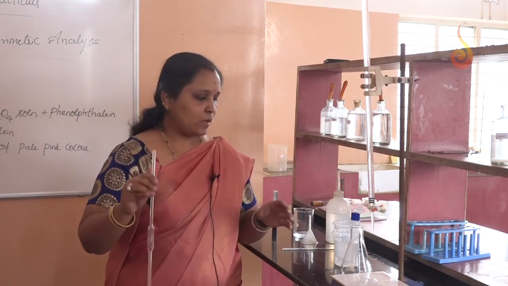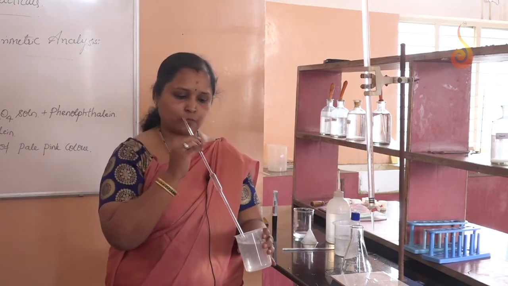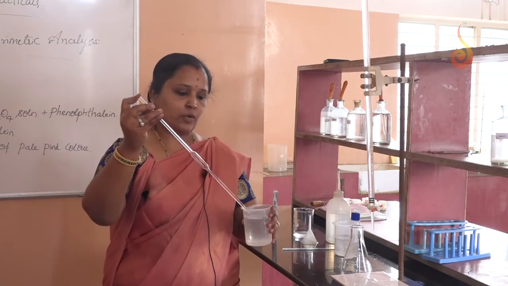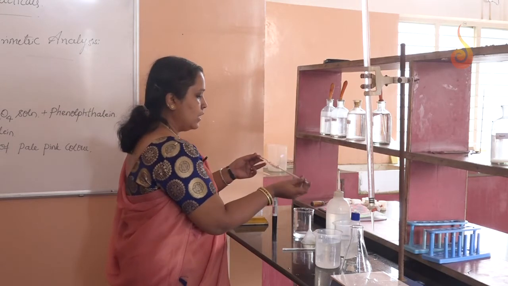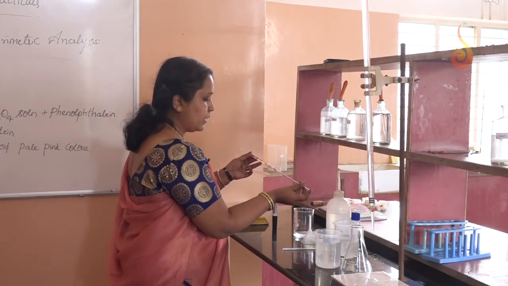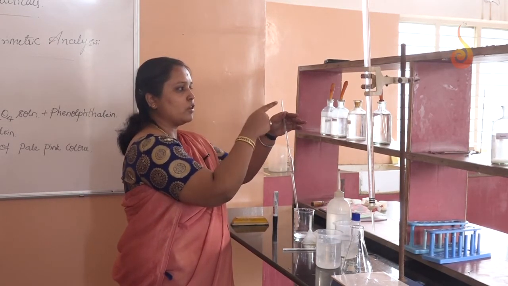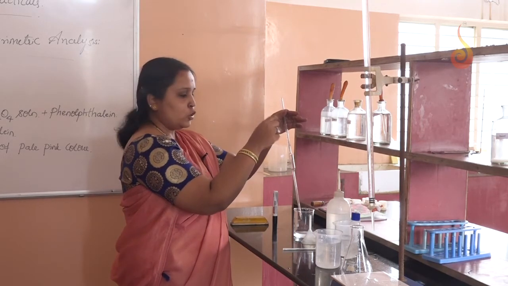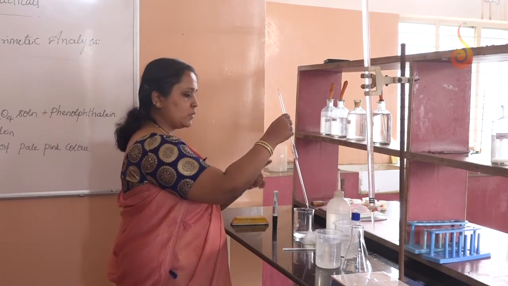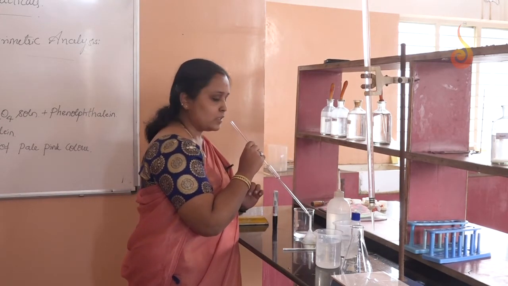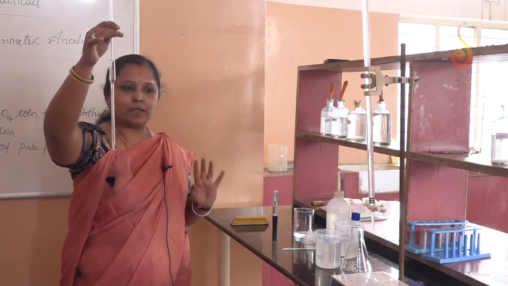For rinsing, since I will be pipetting out oxalic acid, I have to rinse the pipette with oxalic acid. So I have taken a very small amount of oxalic acid. First rinse the bulb, later on rinse the marking, and later on discard the solution. Don't discard the solution from this side because you will be sucking the solution through this end. So use only the nozzle to discard the solution. Take as much solution as possible. After that, blow off after rinsing. Now the entire solution is gone. So now the pipette is rinsed.